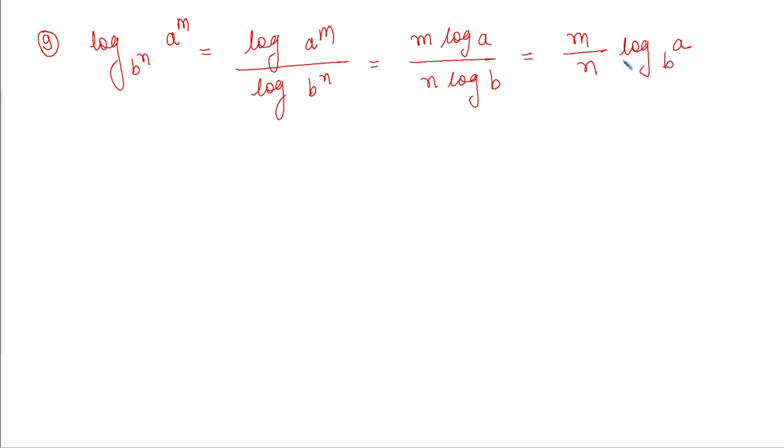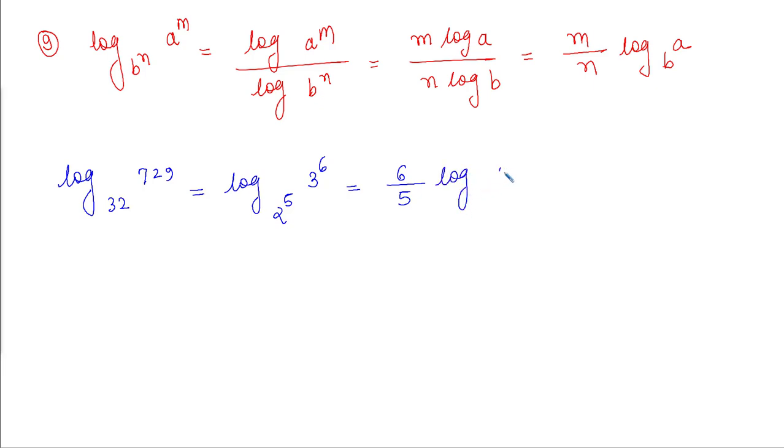Okay everyone, for example let's say I want to simplify log of 729 to the base 32. How can we simplify this? Let's have a look at it. 729 is 3 to the power 6 and 32 is 2 to the power 5. So this is going to be 6 divided by 5 into log of 3 to the base 2. Okay everyone, so likewise we can use this property.